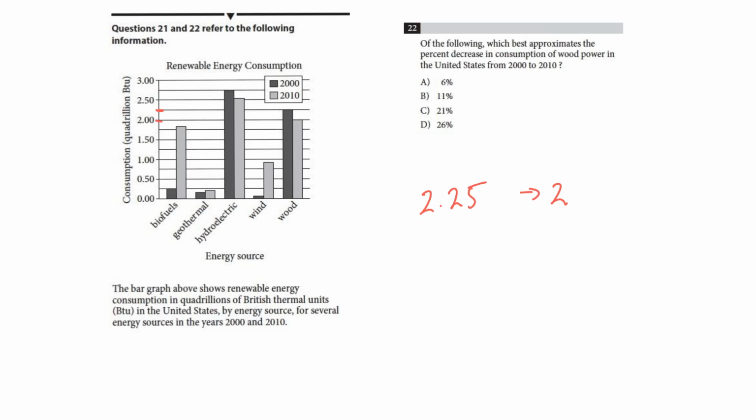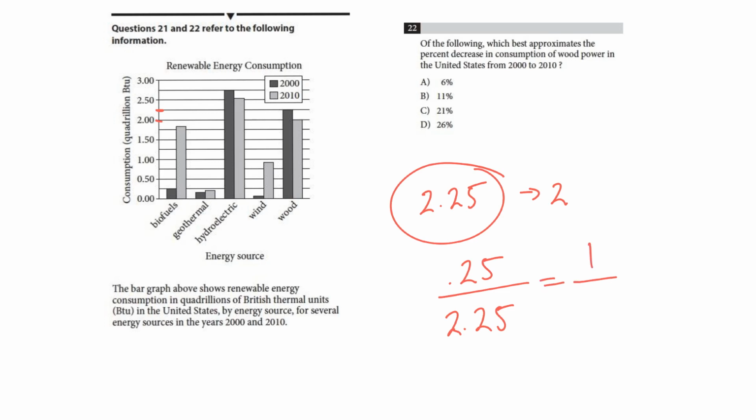So the decrease is 0.25. 0.25 is the part. 0.25 out of the original, so 0.25 out of 2.25. Well, we can divide both by 0.25, or 25 hundredths. We'll get 1 out of, it goes in 9 times, so 1/9. And 1 divided by 9 is going to be 0.11111. Converted into a percent is going to be 11%.